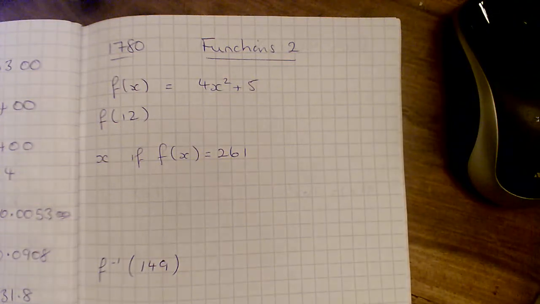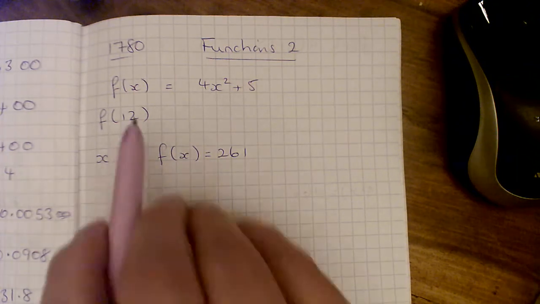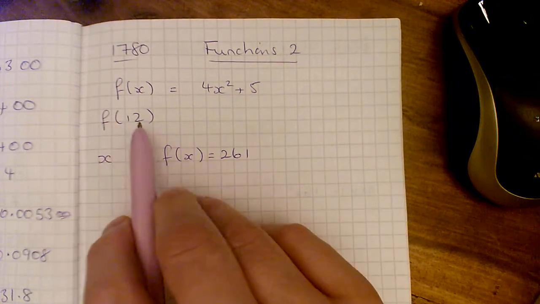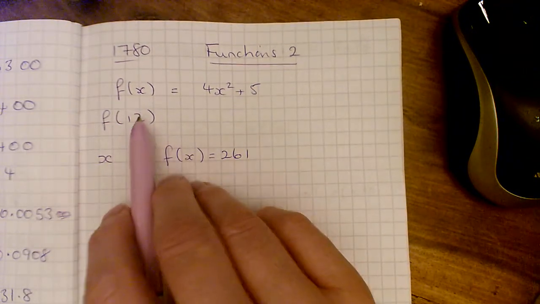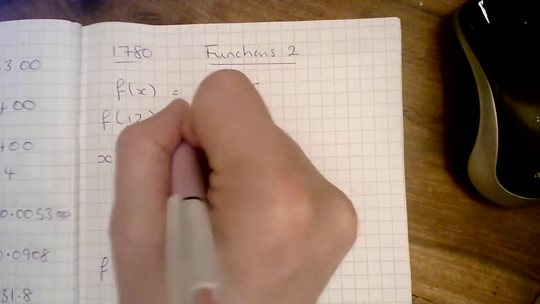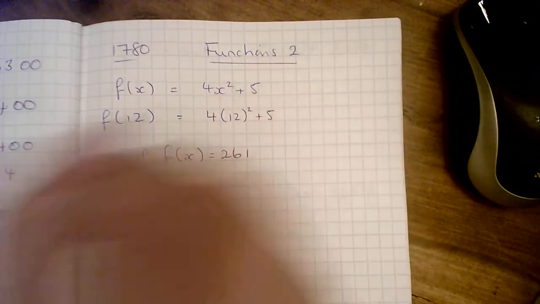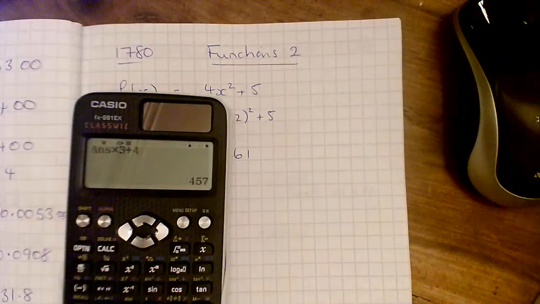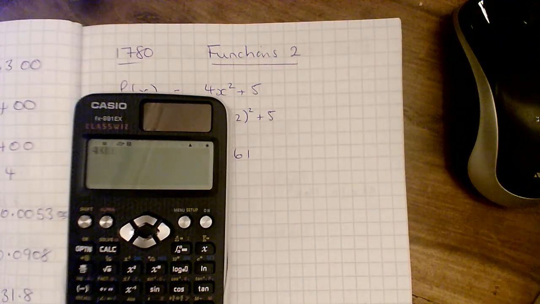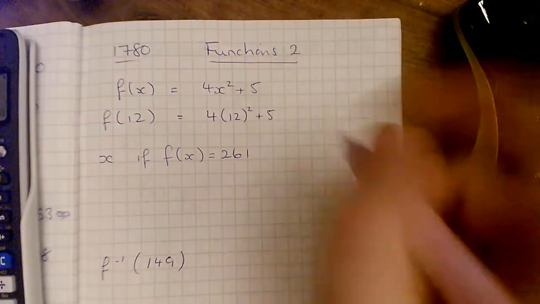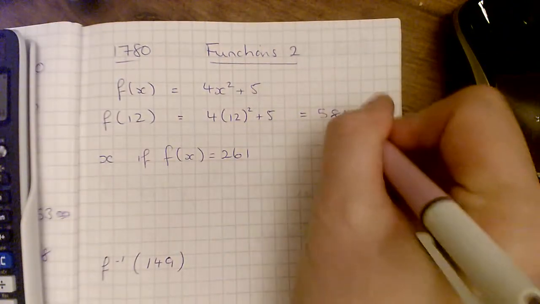Right, here's a video walkthrough of task 1780, function 2. So you've got some function f(x) equals 4x squared plus 5. My first question was f of 12, so you notice the x has just been changed into a 12. All I'm going to do in here is change the x into a 12, and then grab a calculator and just type that in. 4 times 12 squared plus 5 equals 581. So the first one's 581.